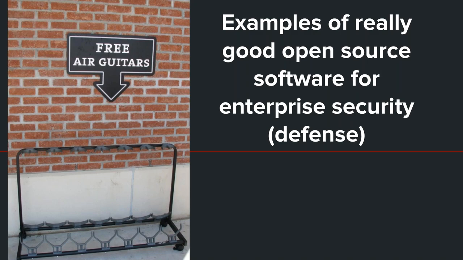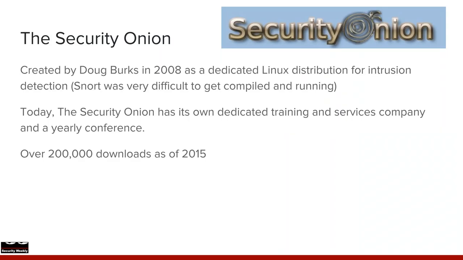And my next slide is my first tool that I really like and probably my number one pick that I've found extremely useful in my own experiences, and I found really great adoption by enterprises. When I meet with enterprises and I ask them what they're using for network monitoring, many are talking about Bro IDS and specifically implementing that on the Security Onion. This was created by Doug Burks in 2008. It's an awesome, awesome project that basically has everything pre-configured.